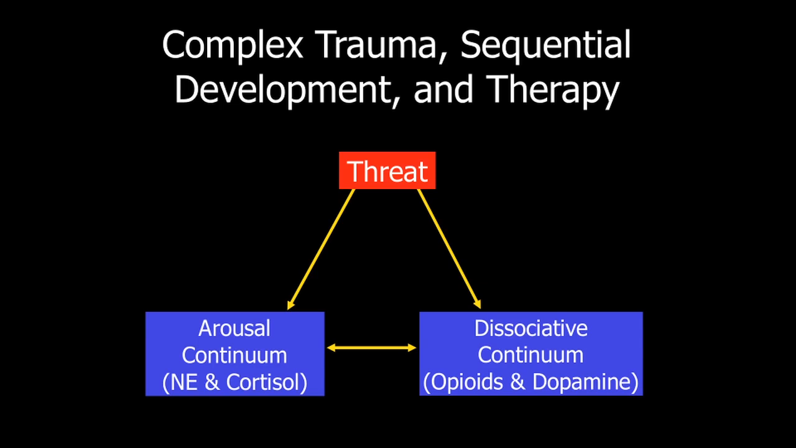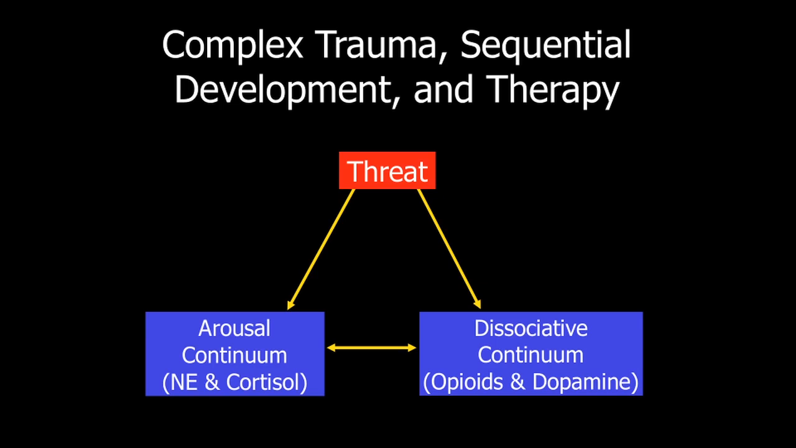Most of the slides in this next sequence I have adapted from Bruce Perry, who I think is considered the world's top expert on complex developmental trauma. One of the things he points out is that for individuals who've experienced trauma, a threat has a double impact. It's a double whammy. First of all, there's the arousal continuum. This is the fight, flight, or freeze response. And then there's the dissociative continuum.